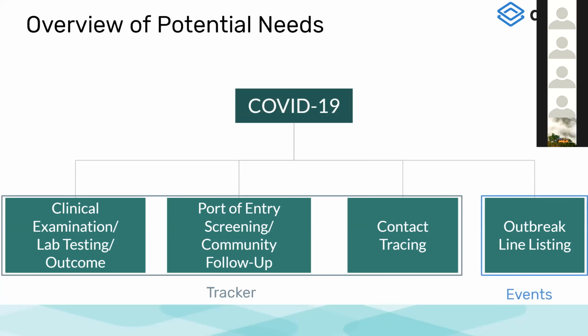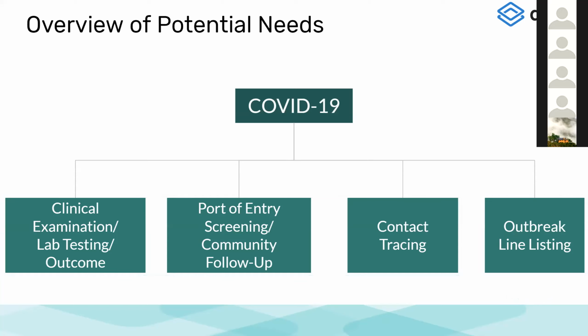We also have an outbreak line listing. This is an event program. When you get to the point where your threshold is increased and you have so many cases, dealing with tracker might become difficult, and so we also offer this event program. And then we also have an aggregate program. This is basically a summary, counts of information, of the clinical examination, lab testing, and outcome.